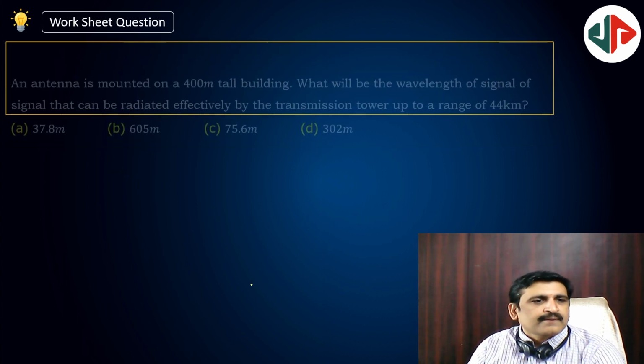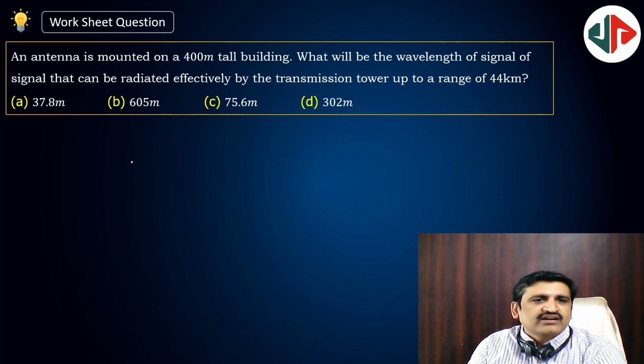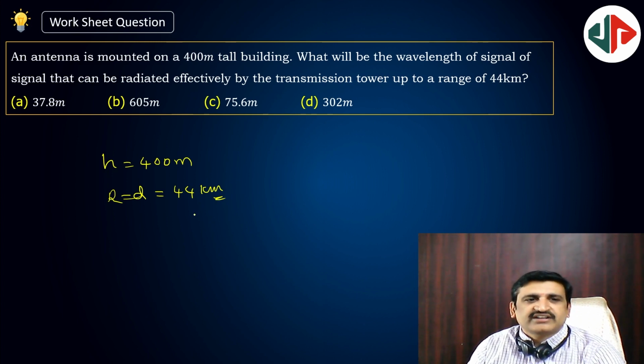An antenna is mounted on a tall building, h is equal to 400 meters. What will be the wavelength of the signal that can be radiated effectively by the transmission tower if the range is R, range means D, D is equal to 44 kilometers? We have h is equal to lambda by 4. That aspect we can think. Is there any other possibility?